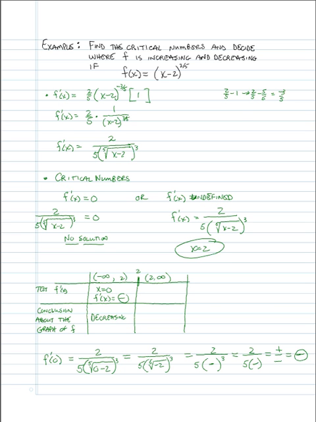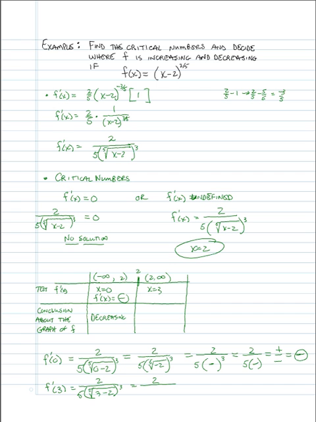Now we need to choose an x value that is bigger than 2. Okay, bigger than 2. So I could choose x to be 3. So when I choose x to be 3, then I'm looking at f prime of 3. I want to know if it's positive or negative. So I have 2 over 5 times the fifth root of 3 minus 2, and that radical then is cubed.